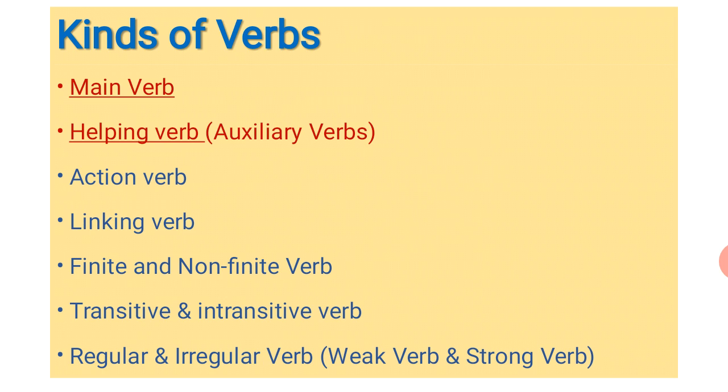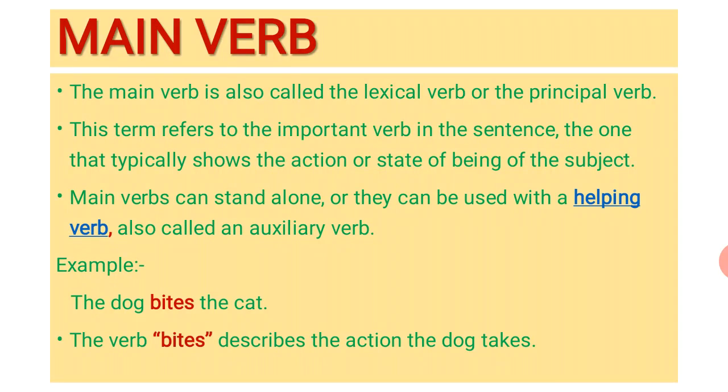So kinds of verbs. What are the kinds of verbs? Main verb, auxiliary verbs, that's called helping verb, action verb, linking verb, finite and non-finite verb, transitive and intransitive verb, regular or irregular verb. So these things are kinds of the verbs. So we are going to focus on main verb.